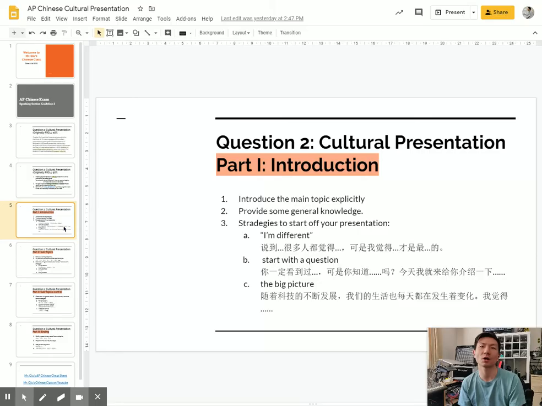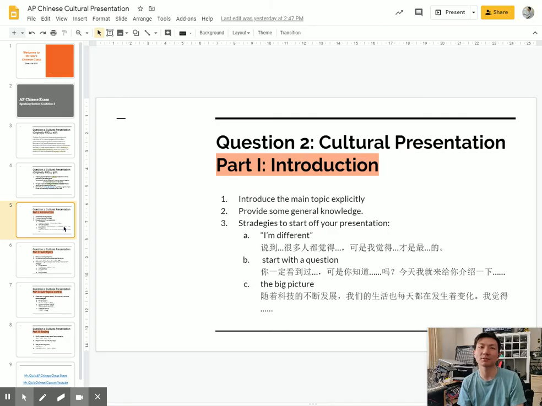An introduction part should be longer than just one sentence, and you need to find ways to elaborate a little bit more. General knowledge will be a good way to include something vague because you want to save all the details for the subtopics when you're elaborating. And then part three is I would suggest you guys use some strategies to start off your presentation.